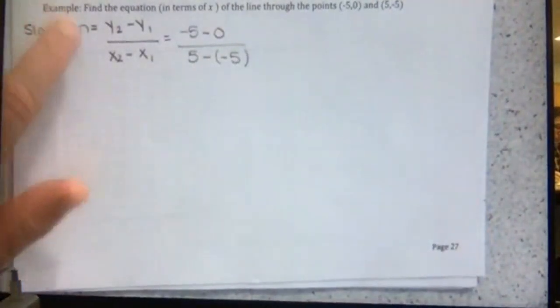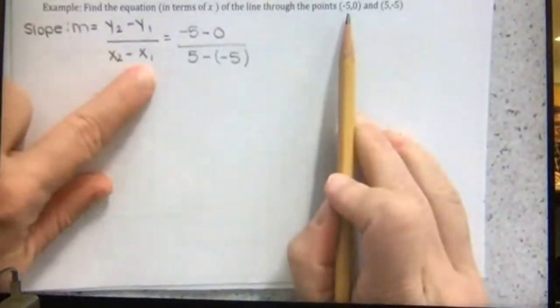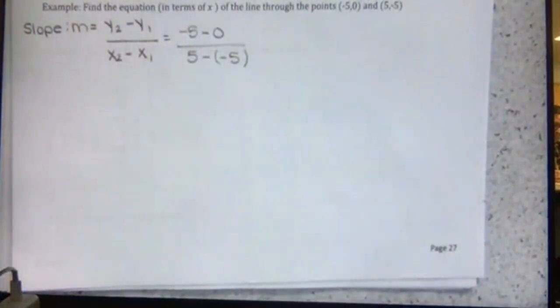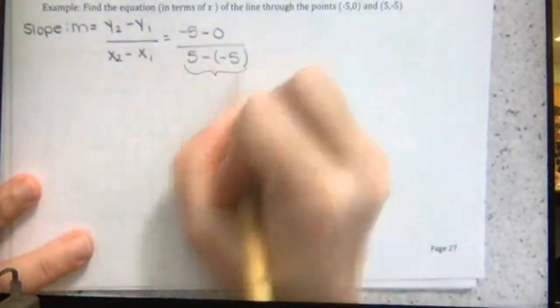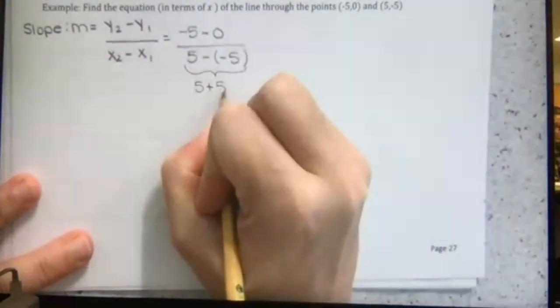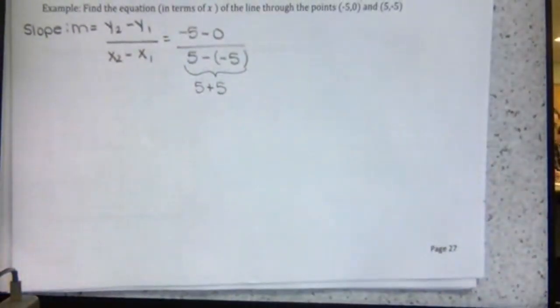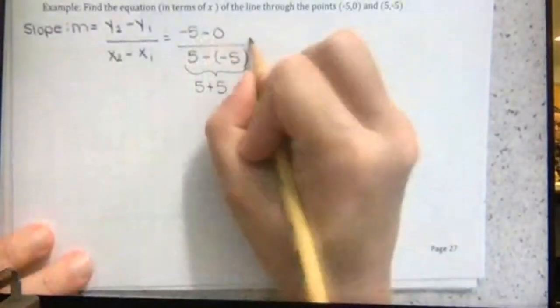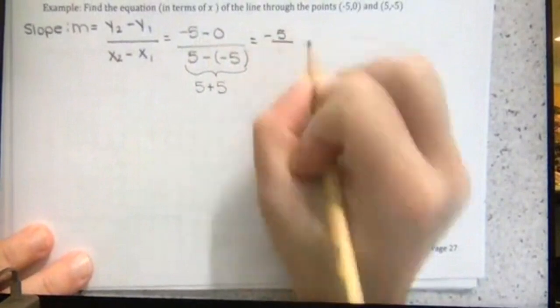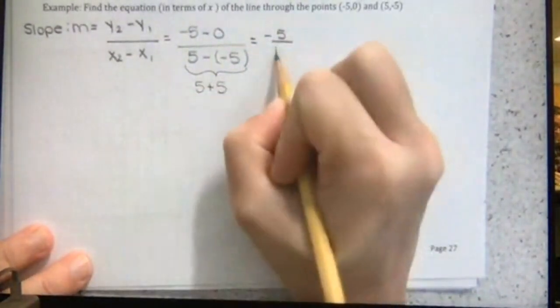So notice our formula says x2 minus x1, and we're subtracting -5. Two negatives become a positive. So on the bottom, it's the same thing as saying 5 plus 5. So on the top, we have -5 minus 0, which is -5. On the bottom, we have 5 plus 5, which is 10.